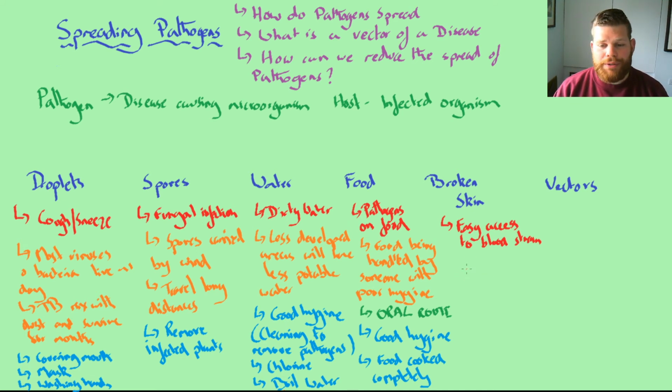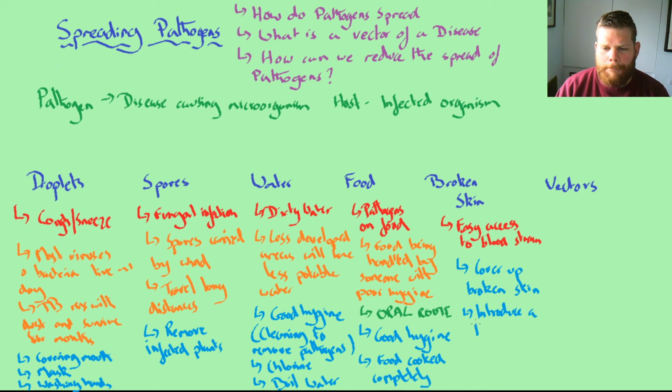So we've got this idea of broken skin. So here, how do we actually protect this? Well, nice and simply, we just cover it up. And what we need to do is we need to introduce a barrier. So an example of that could be a plaster, or it could be something like Vaseline to help seal a cut.